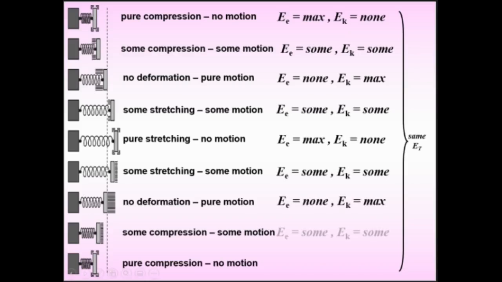Every other instant, it goes between max and none for each: max, none, none, max, max, none, none, max, max, none. In between, it has some of each. However, what's the most important principle? The whole time it's the same total energy. Why? Because there's nothing lost out of the system and nothing gained into the system.